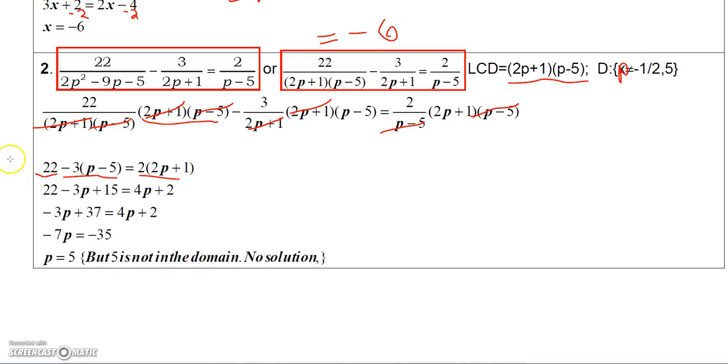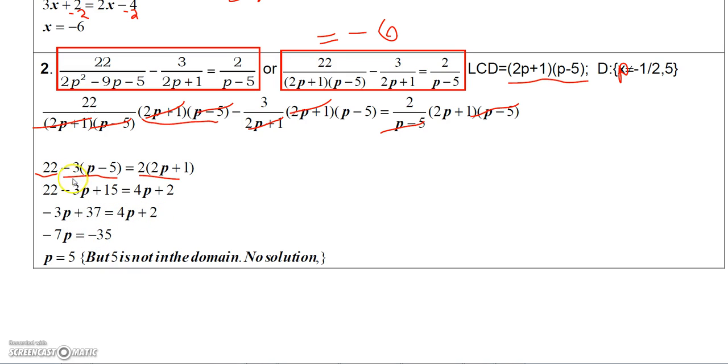Now let's clean up the left-hand side. If you distribute the minus 3, you get minus 3p plus 15. So I get 22 minus 3p plus 15. And if I distribute on the right-hand side, 2 times 2p would be 4p, and 2 times 1 would be 2. Now what I'm going to do first is add 22 plus 15, because they'll combine. So 22 plus 15 is 37. So I get minus 3p plus 37 equals 4p plus 2.